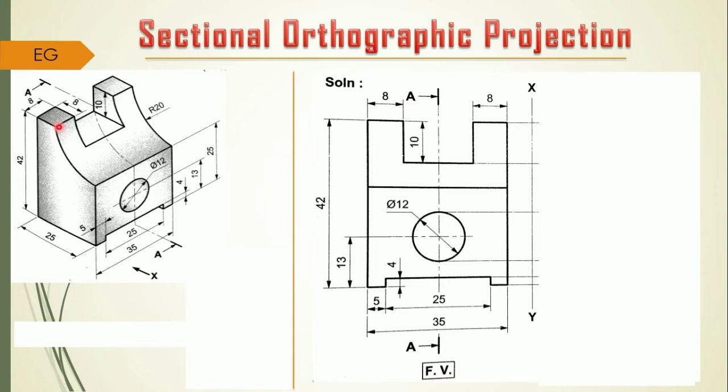Overall is 42. This is 8 mm from left as well as from the right side, and this depth is 10 mm. You found the depth over here is 10 mm. So from this end go to the right side by 8 mm. From this point just go down by 10 mm. You have this internal slot.